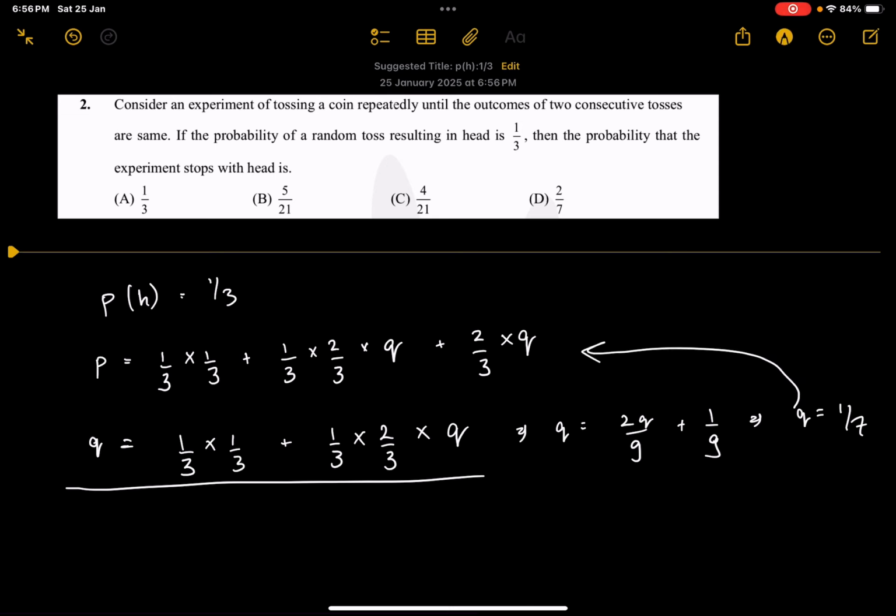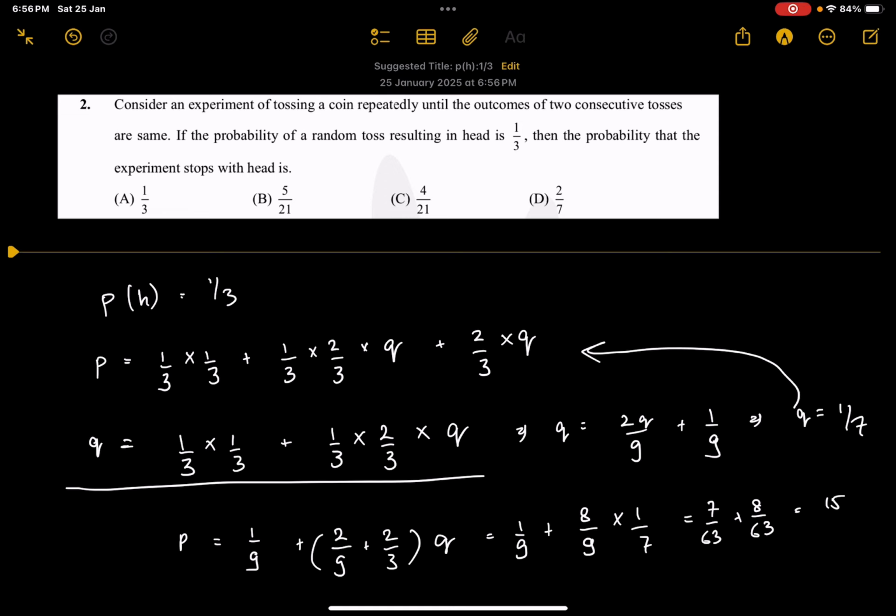Substituting that Q here, we get P equals 1 by 9 plus 2 by 9 plus 2 by 3 times Q, so equals 1 by 9 plus 8 by 9 into 1 by 7, which is 8 by 63 plus 7 by 63. So this becomes 5 by 21. So the answer is B.